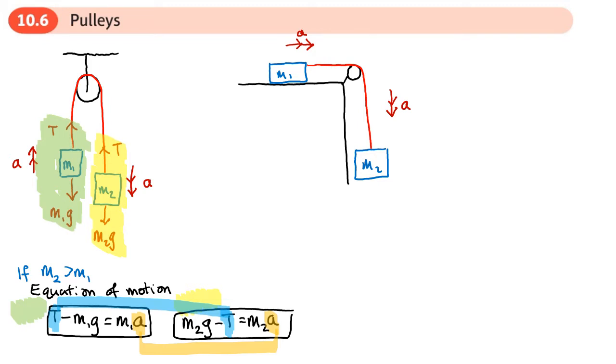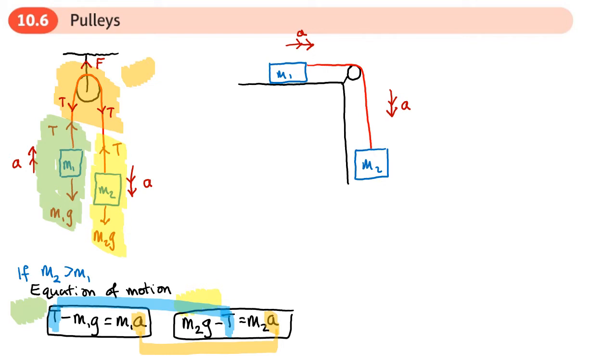And lastly, we can look at this part of the system as well. What's going on here? Well, we have tension pulling down from the pulley there. So tension there, tension there. And this is exerting a force up here. So I could write a third equation. Let's do that, maybe highlight that in orange.